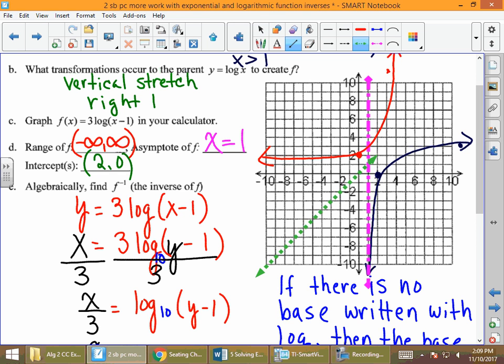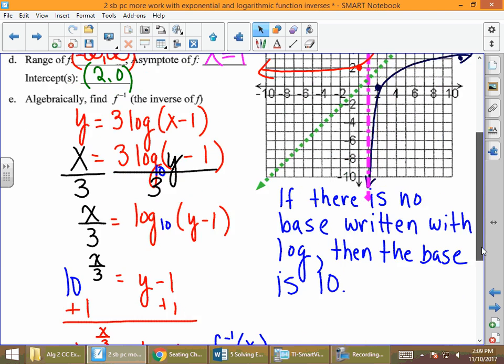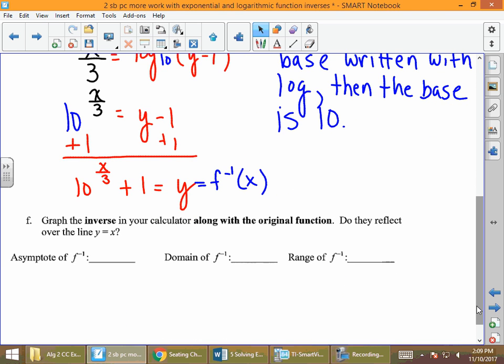Remember y equals x? It goes from the bottom left-hand corner to the upper right-hand corner through (0, 0). In other words, if we fold this graph over that green dotted line, will the blue graph land on the red graph? Yes, exactly. So yes, it reflects over the line y equals x.